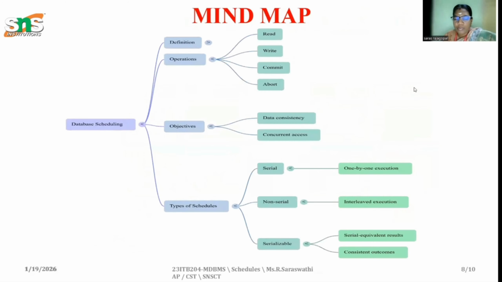This is a mind map of database scheduling. It contains the four operations: read, write, commit, and abort. The objective of scheduling is data consistency and concurrent access of transactions. The types of schedule are serial and non-serial. Serial is one-by-one execution. Non-serial is interleaved execution.